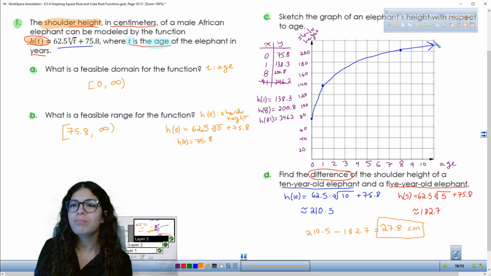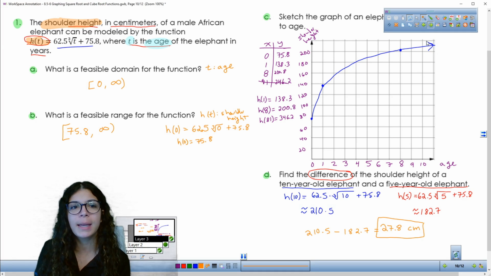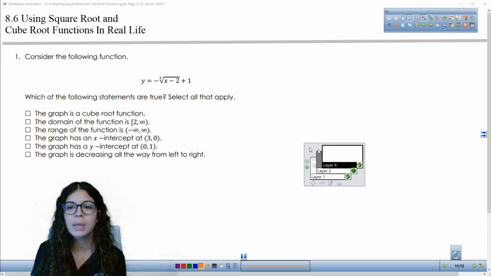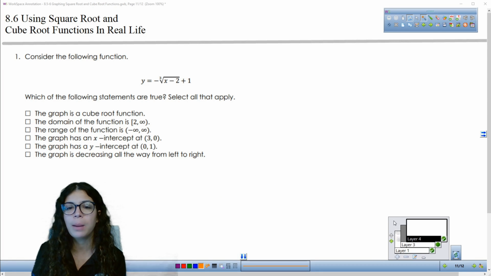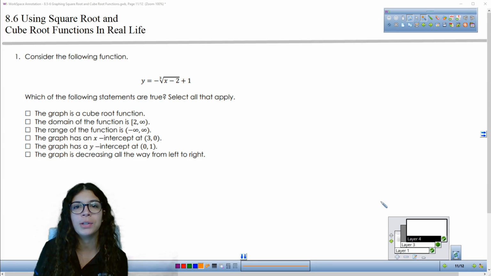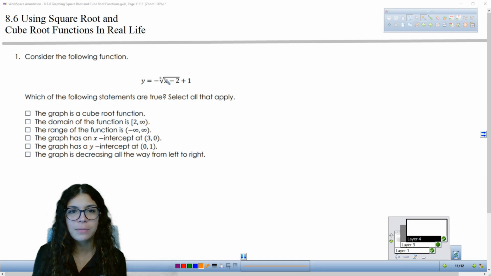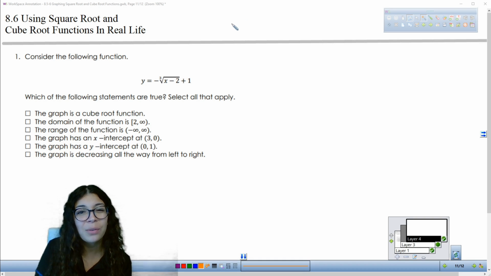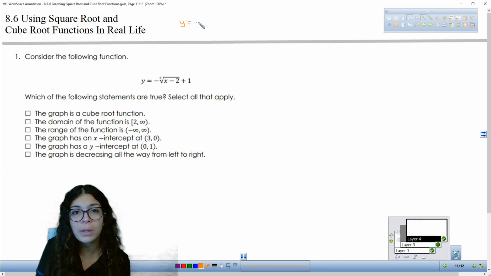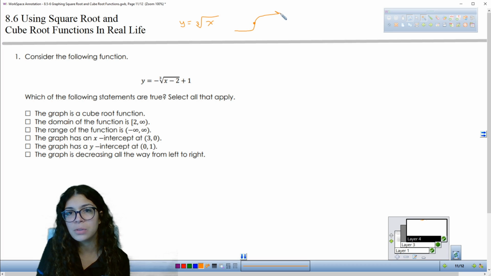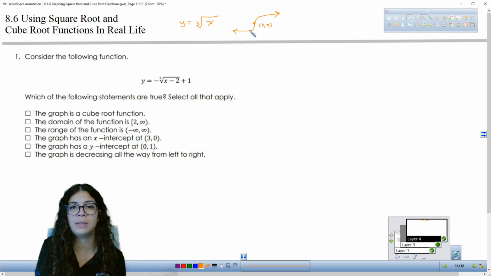All right. So let's go ahead and move on to another question. Now, I'm going to do this one with you, and then I have a couple of challenge problems for you to try on your own. Okay. So consider the following function, and they gave us a function. So this is a cube root function. Again, remember, the original parent cube root function, right? You have your center, and then you go from down, up, and to the right, okay? And that center is originally at 0, 0.